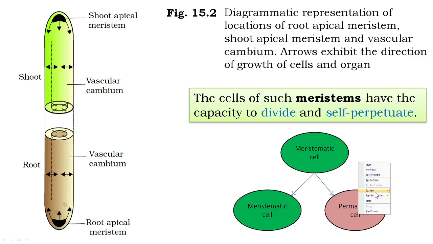So meristematic cells divide, and they have also got the capacity to self perpetuate, meaning one meristematic cell gives rise to one meristematic cell and one permanent cell. Now this permanent cell has lost the property of cell division and it will perform a particular function.